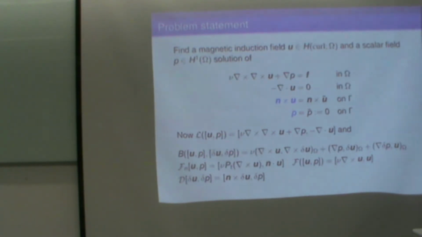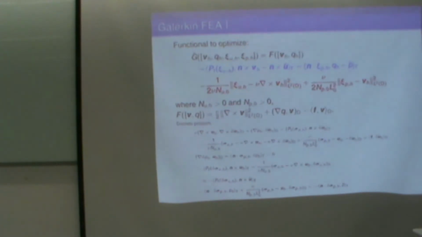Okay, so now we have two boundary conditions, and of course we will have to introduce two Lagrange multipliers, and in our case, two linked Lagrange multipliers. So what is the functional that we have to optimize? The classical functional of the Maxwell problem plus the Lagrange multipliers applied to the Dirichlet conditions: the tangent component of the magnetic field, the magnetic induction, and Q, the Dirichlet condition for this pseudo pressure.